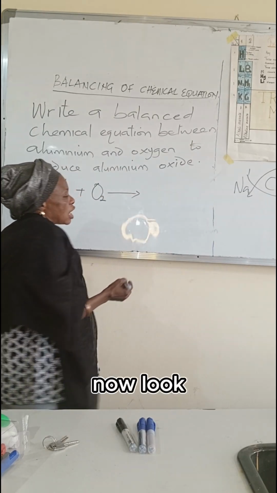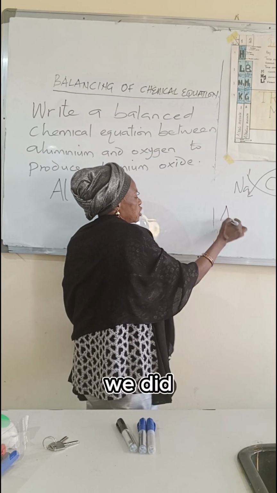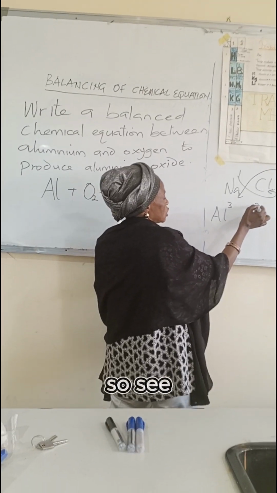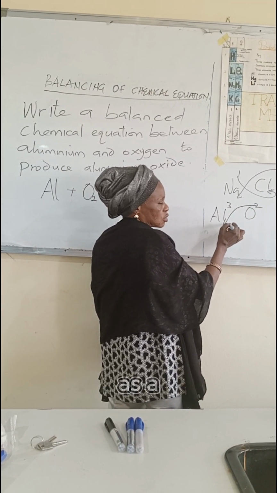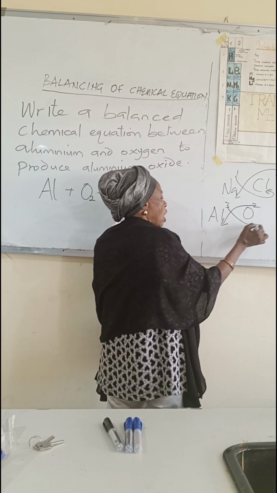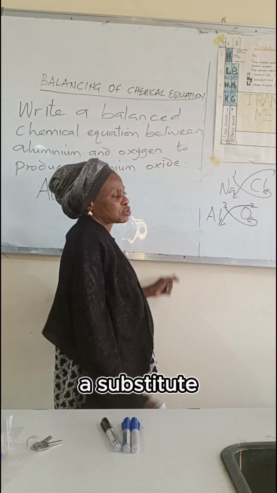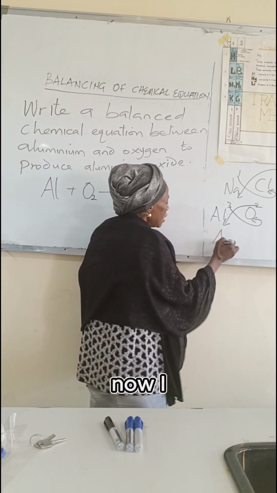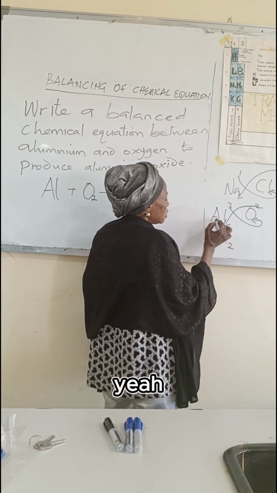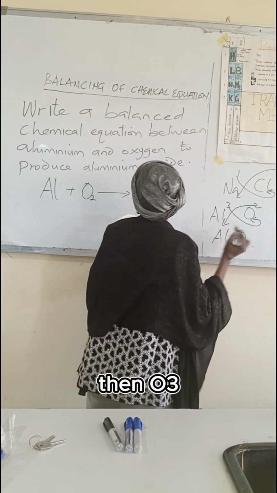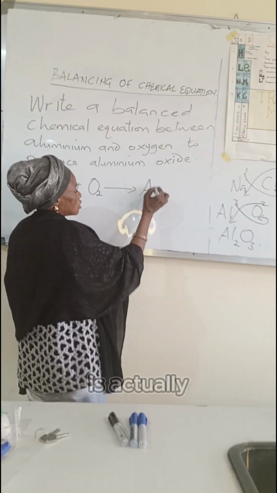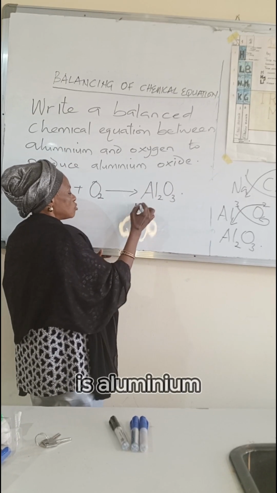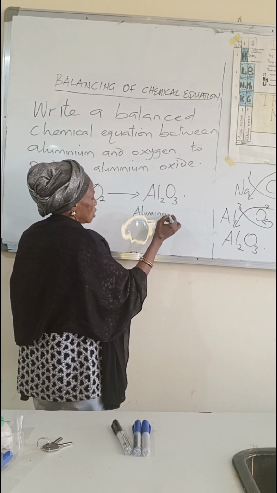Then you now look at the combining power. The way we did the other time, aluminium is 3, oxygen is 2. So see, this 2 comes here as a subscript to aluminium, while 3 comes here as a subscript to oxygen. So this one will now give us what now? Al, see 2 here, then O3. So the formula of aluminium oxide is actually Al2O3. So this is aluminium oxide.